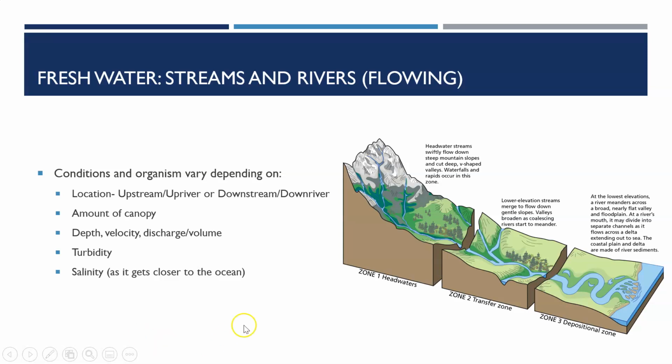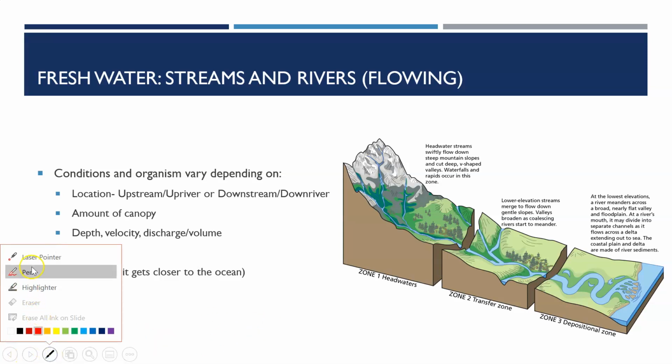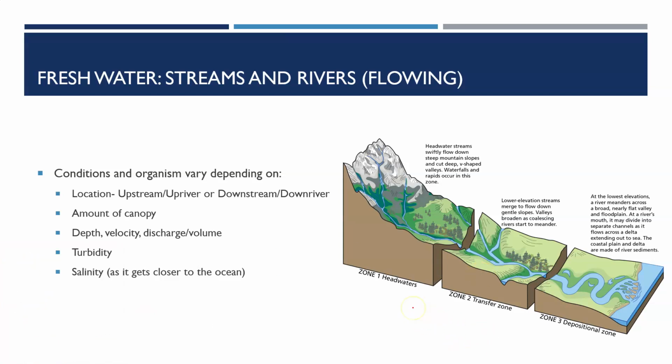So I want to draw your attention to this image here of the different parts of a stream or a river. So we kind of break them up into 3 parts. The first is their headwaters, where they begin, and up here they're flowing out of the mountains, so they may be flowing swiftly, and the water could be moving a lot more rapidly. But as they get to this second zone, they transfer to a lower elevation, and this is where we see them kind of slow down and what we call meander. So they may start curving as they get closer to the ocean.